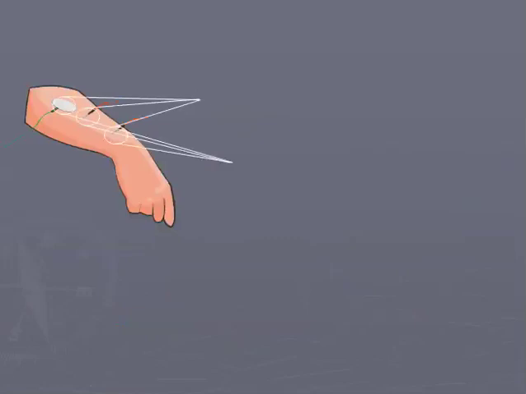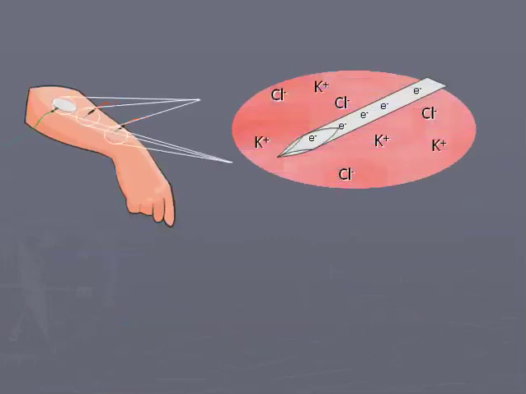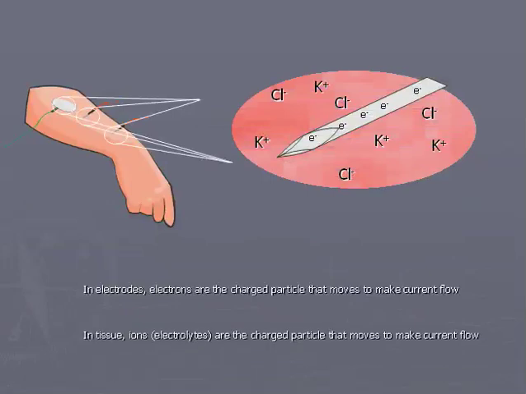Slide 25. Here we have an arm with 3 electrodes applied, 1 surface plate electrode and 2 subdermal needle electrodes. If we take a closer look at the tissue level, we see that the metal of the electrode is full of electrons, and the tissue is full of charged particles. In electrodes, electrons are the charged particles that move to make current flow. In tissue, ions or electrolytes are the charged particles that move to make current flow.